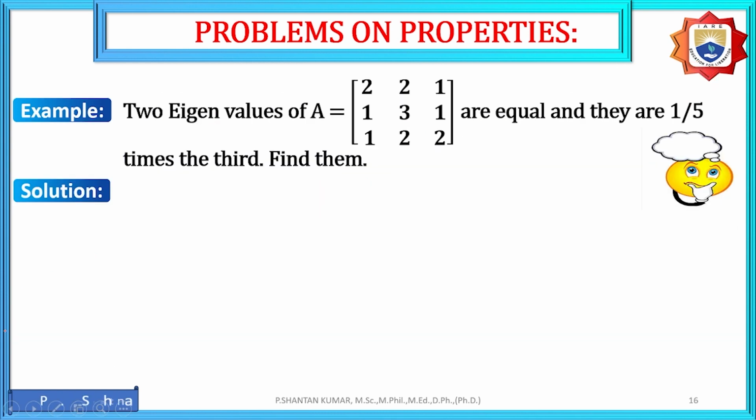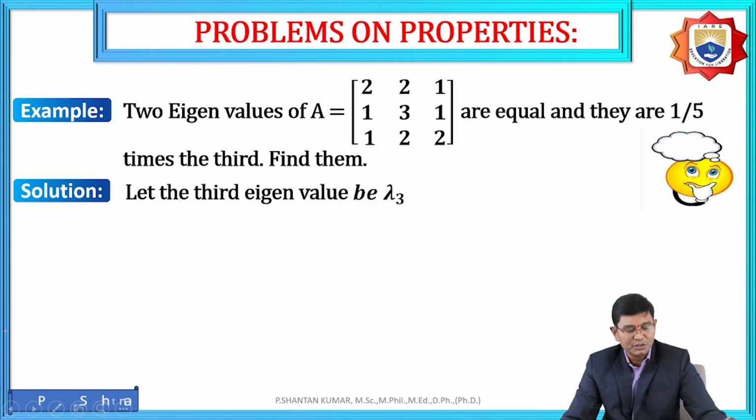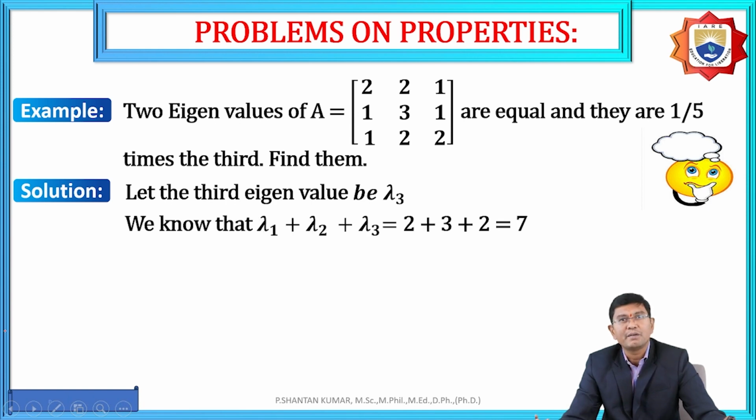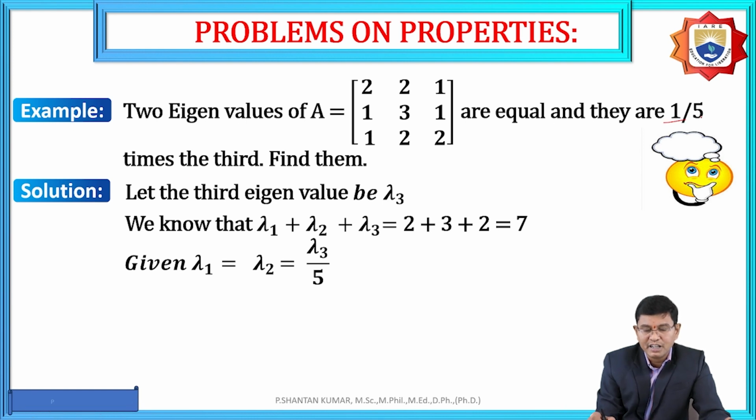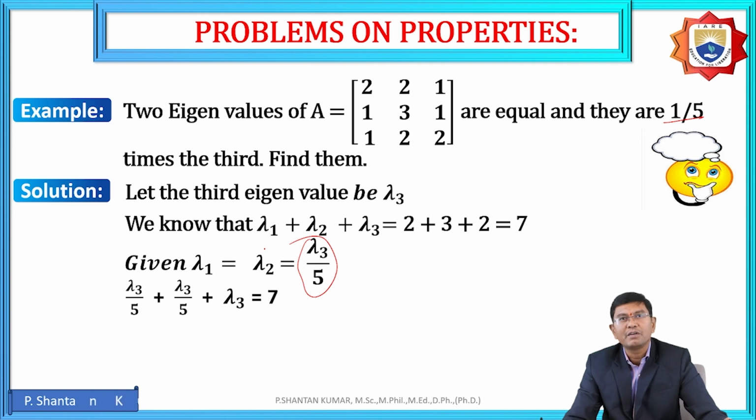And similarly, these are some problems. Two eigenvalues of the matrix are equal, and the third is 5 times one of them. Find the eigenvalues. Here also, by the property, we assume the third eigenvalue is lambda 3, and lambda 1 and lambda 2 are each lambda 3 by 5. The sum of the eigenvalues is equal to the trace of the matrix.